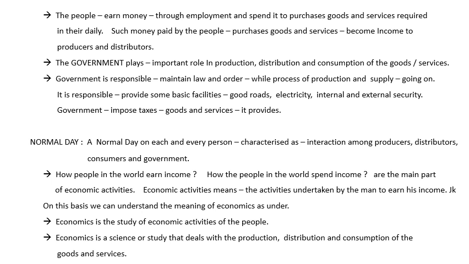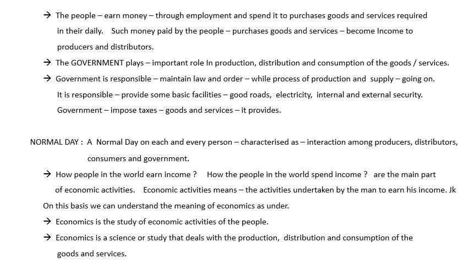Now we'll understand how people earn money through employment and spend it to purchase. It means that people are earning money through different types of employment and spend that money to purchase goods and services required by them in their daily life. People are doing work to earn money and making the best use of their earned money, or their income, to purchase the goods and services required by them.